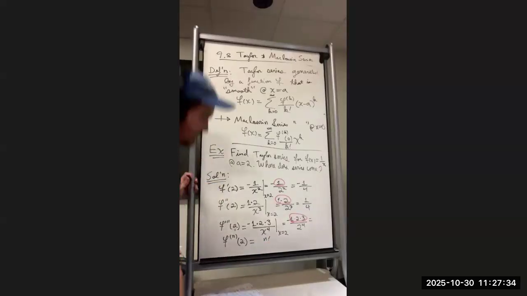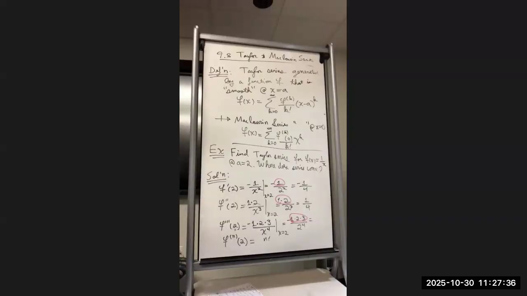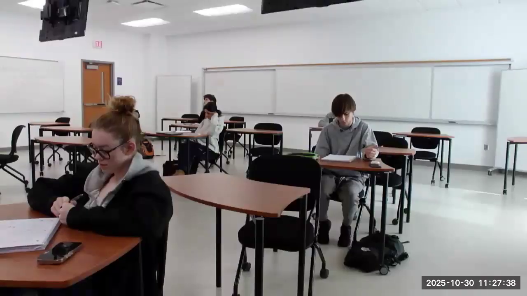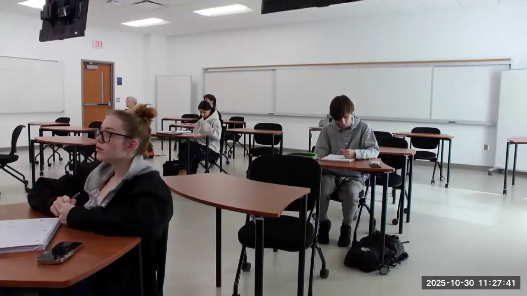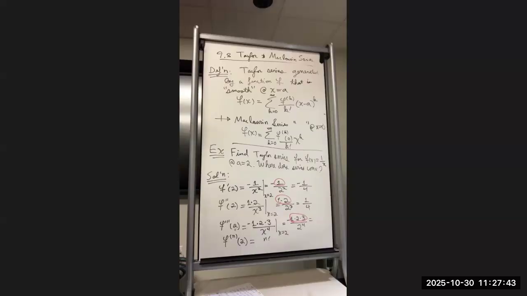Does anyone else see any other patterns here? The power in the denominator is increasing. So be more explicit. What else do you see? Not just that the power is increasing, but what is the denominator?